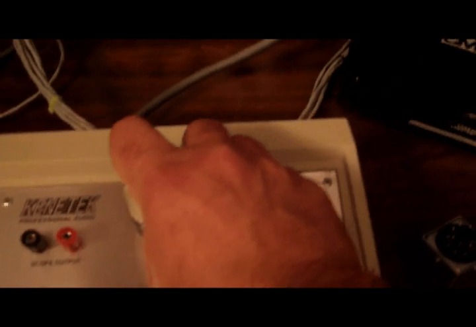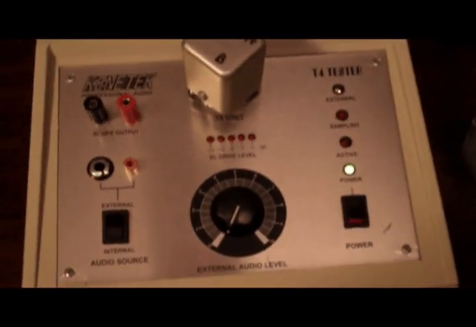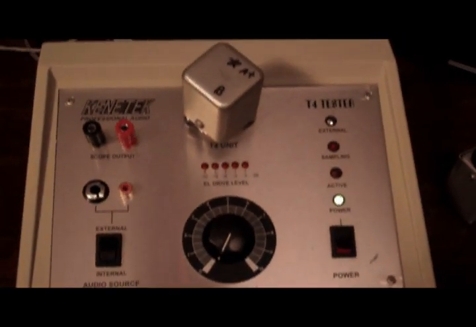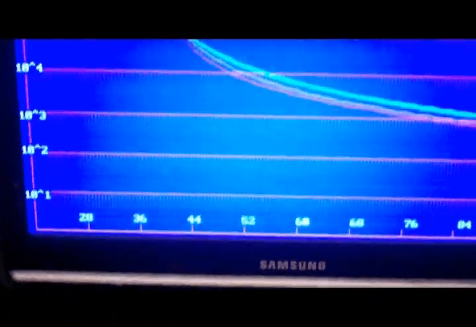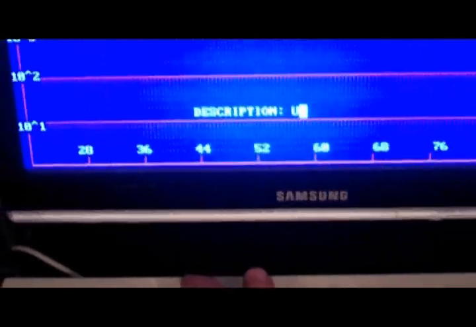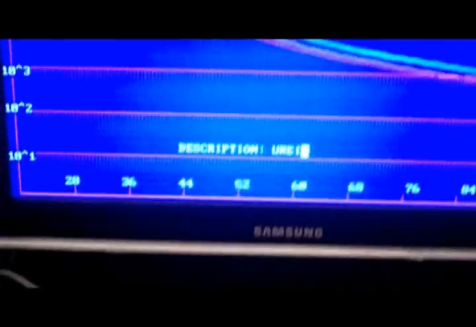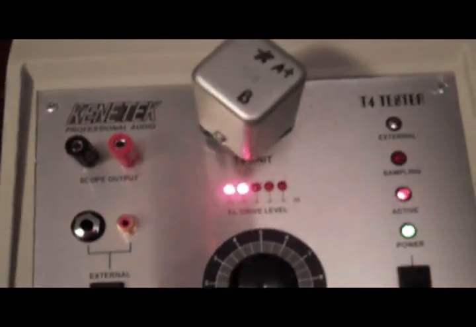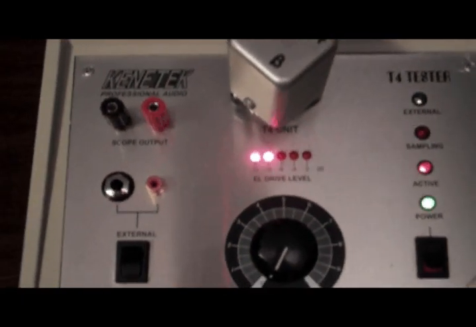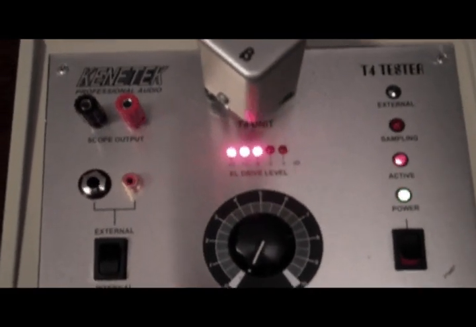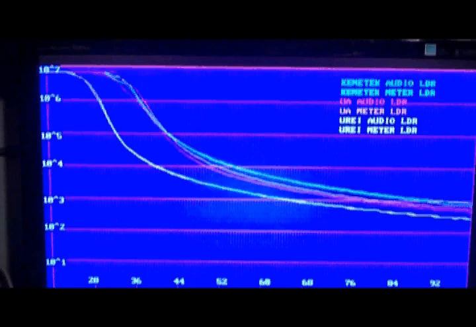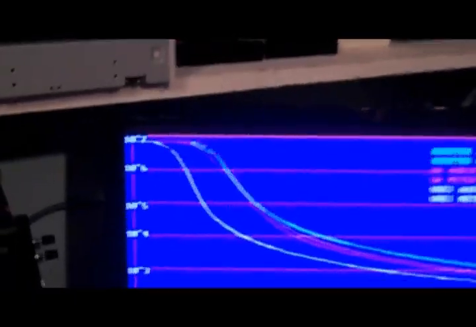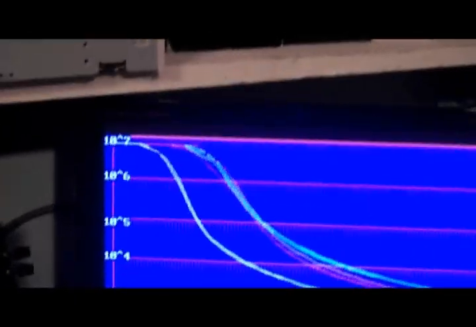Okay, now, here is the vintage Urei T4B cell that was built in 1977. So, let's go ahead and test this one. And you'll see that the voltage is slowly being increased all the way up to around 100 volts. And take a look at this curve. Now, this curve is not desirable at all. Let me tell you why.